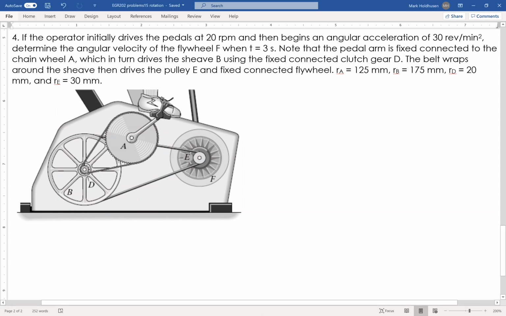An operator drives the pedals at 20 RPM with an angular acceleration of 30 revs per minute squared. What I want to do is find the angular velocity of the flywheel after 3 seconds. Now what we have here is a constant acceleration equation with an initial velocity.